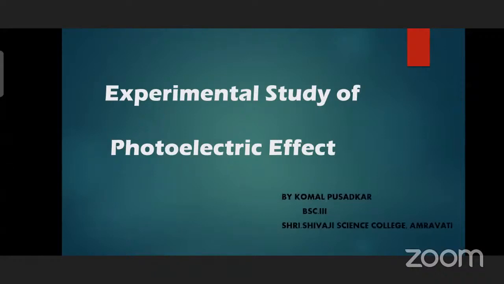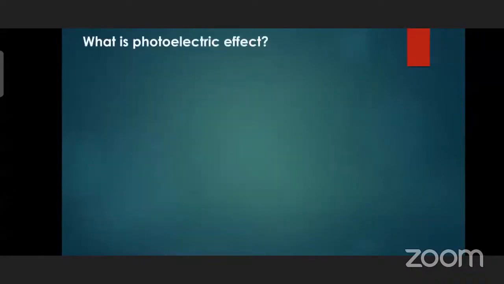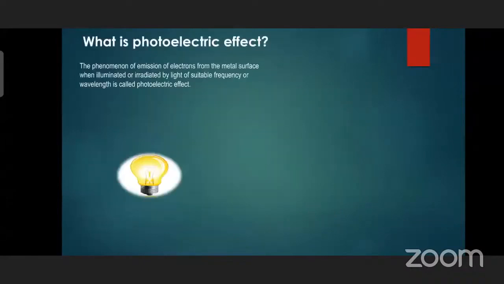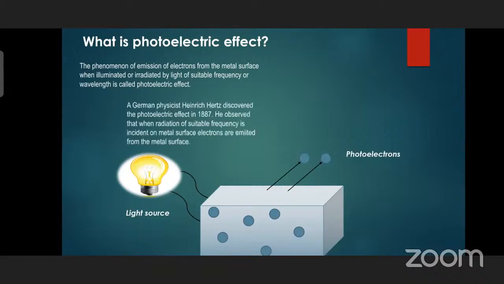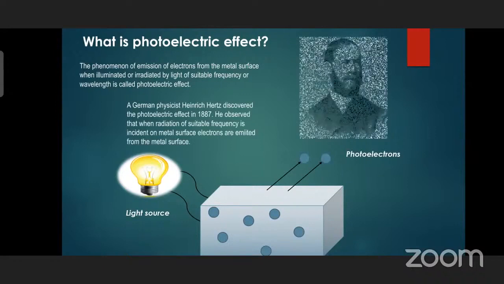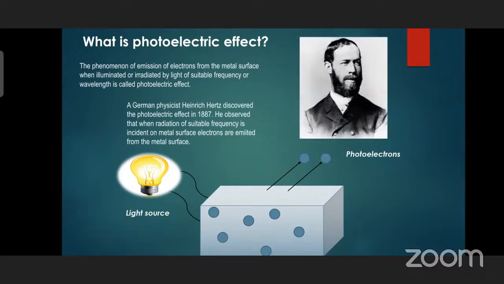So let's begin with what the photoelectric effect is. The phenomenon of emission of electrons from a metal surface when illuminated or irradiated by light of suitable frequency or wavelength is called the photoelectric effect. A German physicist, Heinrich Hertz, discovered the photoelectric effect in 1887. He observed that when radiation of suitable frequency is incident on a metal surface, electrons are emitted from the metal surface.